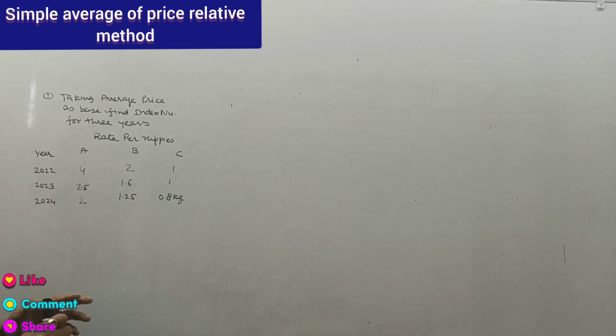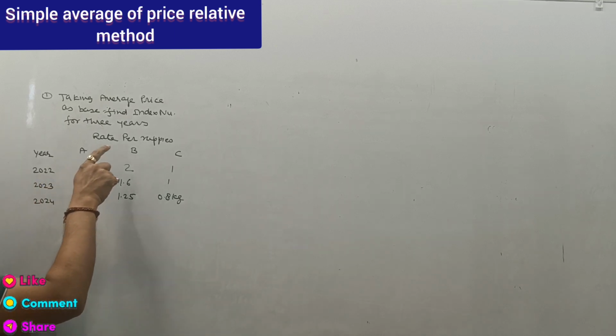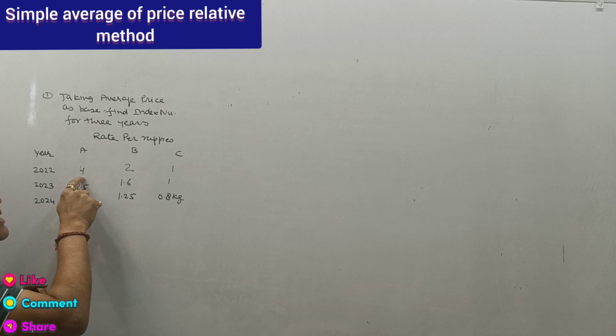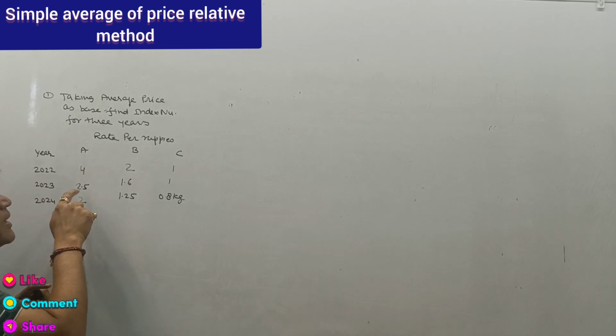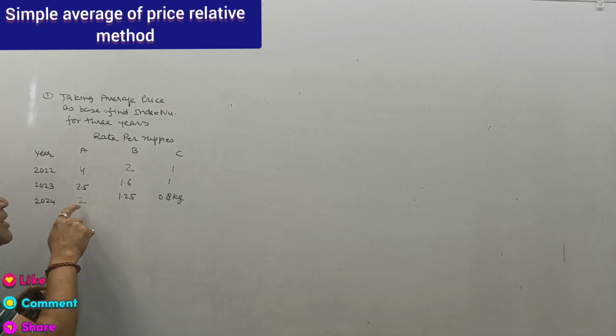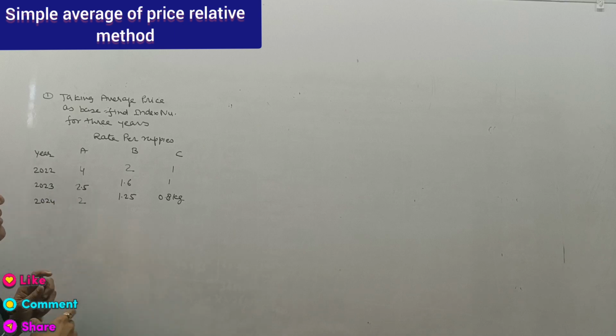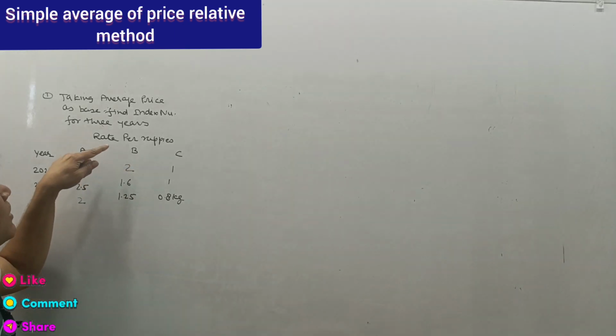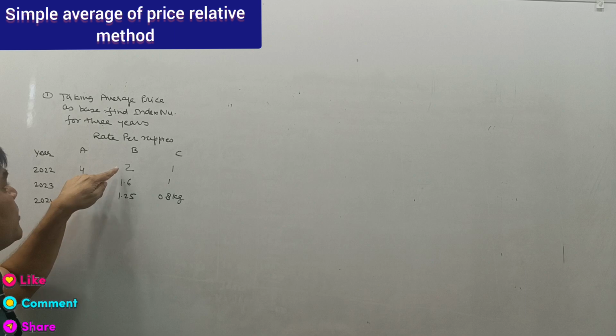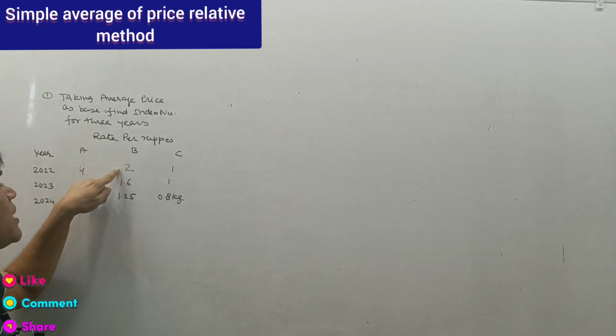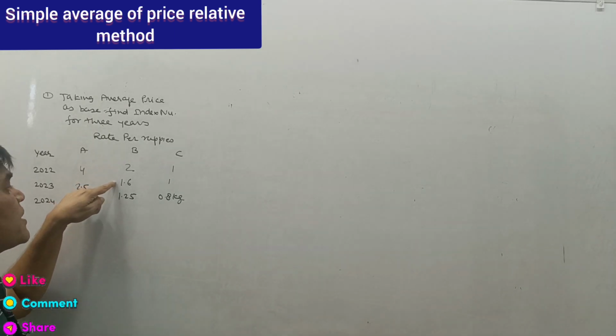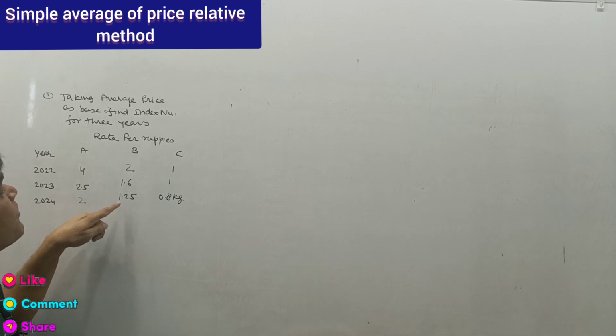It means the price is increasing. In 2022, in 1 rupee the product is 4 kg. Now in 2023 it decreased to 2.5 kg and then to 2 kg. It means the price is increasing. Here also, for product B in 2022 we get 2 kg for 1 rupee, now 1.6 kg, now 1.25 kg.